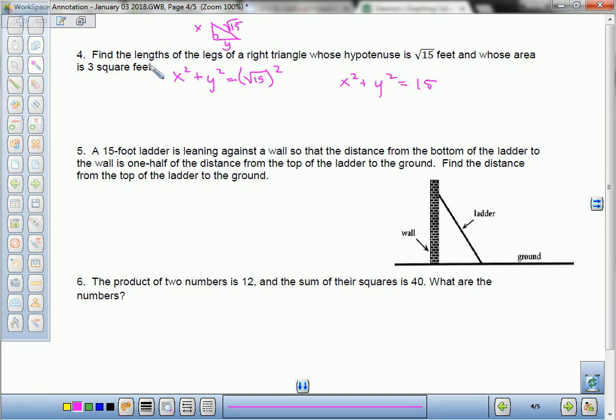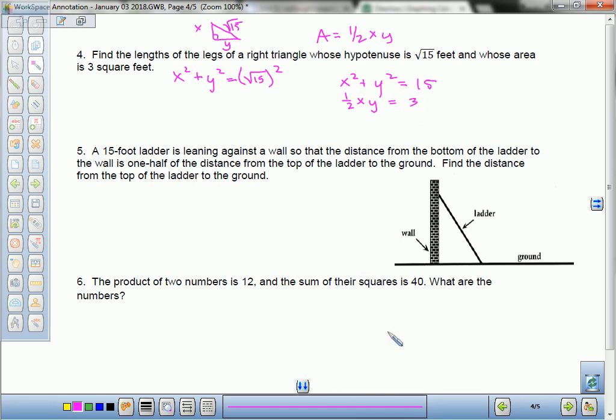And we know its area is 3. Well, that's a triangle. What's the formula for the area of a triangle? Area equals half base and height. Well, in this case, our base and our height are x and y. And it tells us that area is 3. So our second equation would be 1/2 xy equals 3.